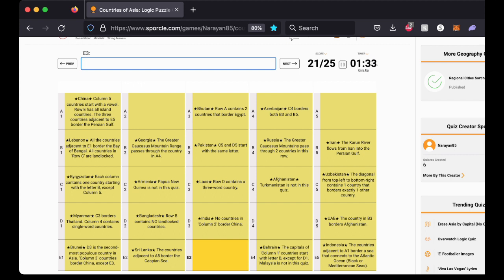Row A contains two countries that border Egypt. So it borders Egypt and it begins with a vowel. That would be Israel. And what other country? I don't think Jordan borders, because I think Israel goes all the way to the Gulf of Aqaba. So that would be Palestine then.